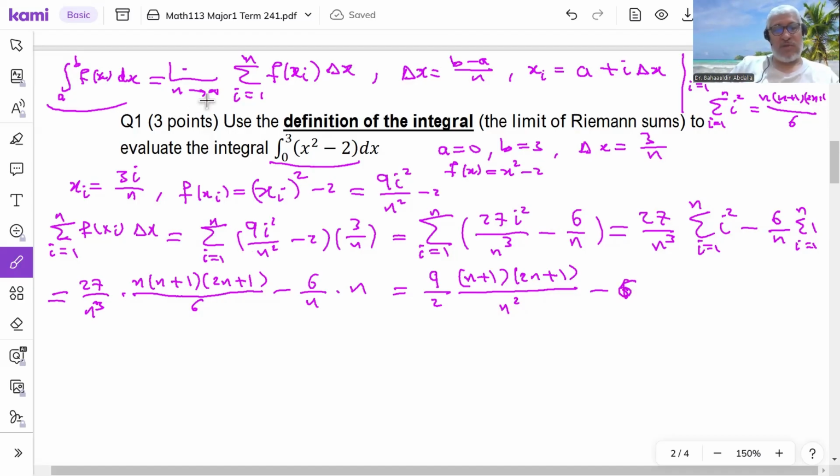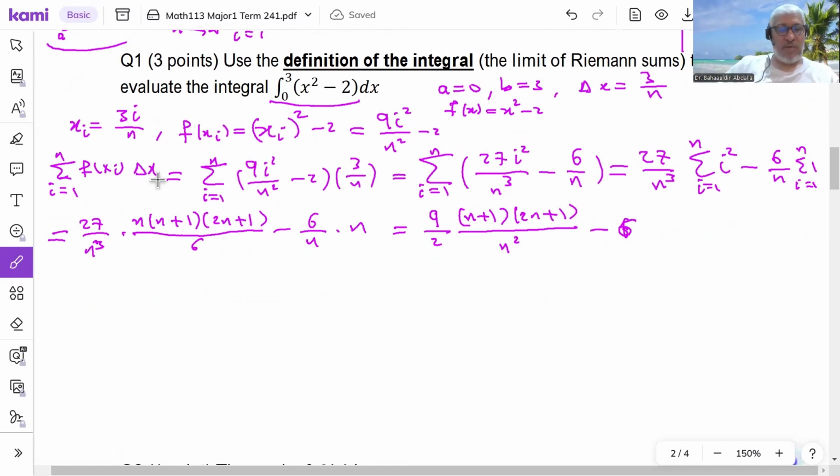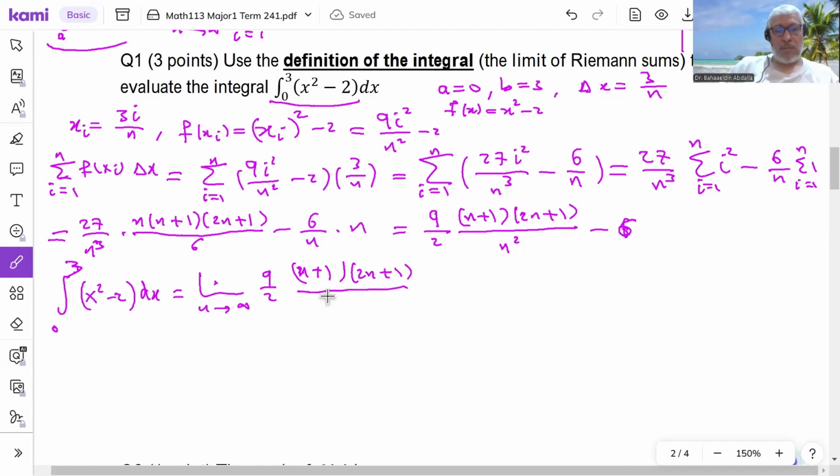Now I need to find the limit when n goes to infinity to get the integral. So now this is the final step. So I'm going to write that the integral from 0 to 3 of x squared minus 2 dx, using the definition, is equal to the limit when n goes to infinity of this one, minus the limit. The limit can be distributed, okay, whenever you have minus or plus.